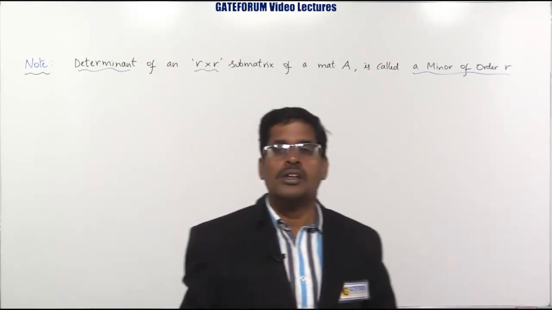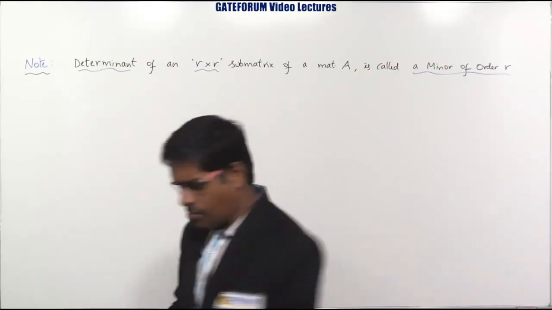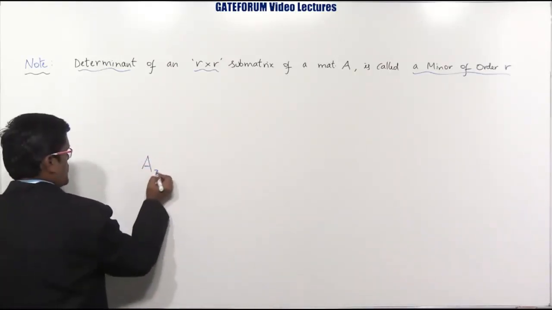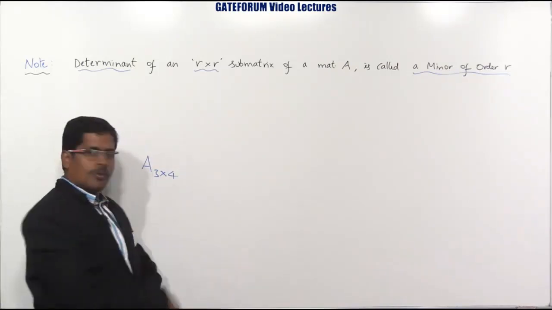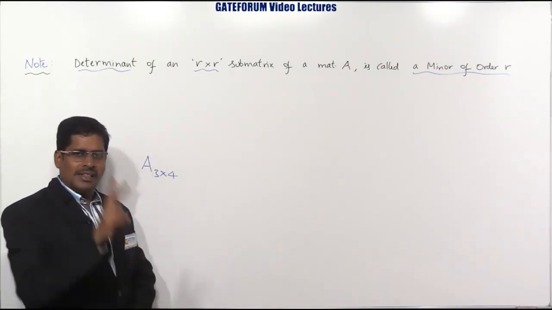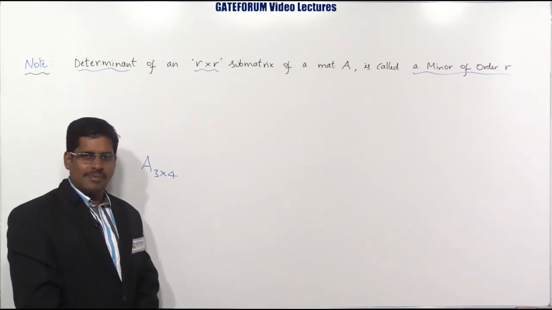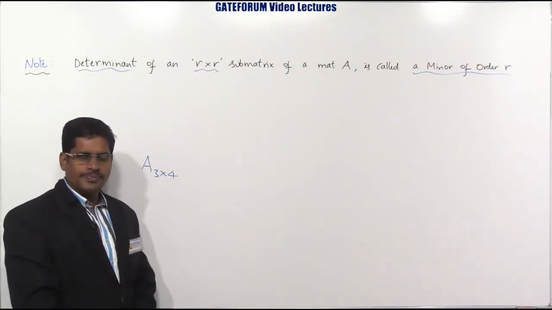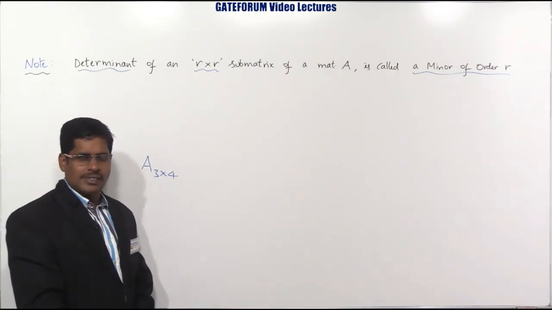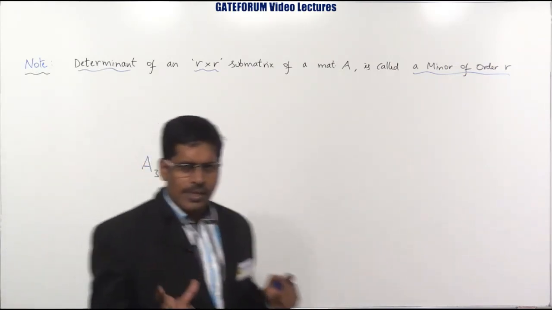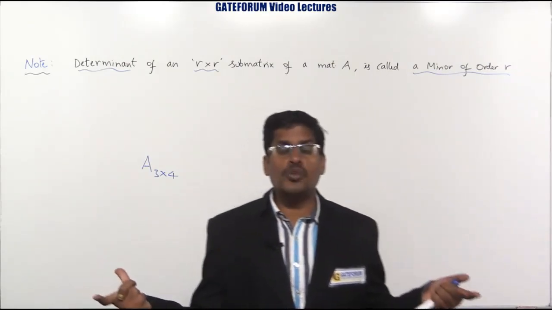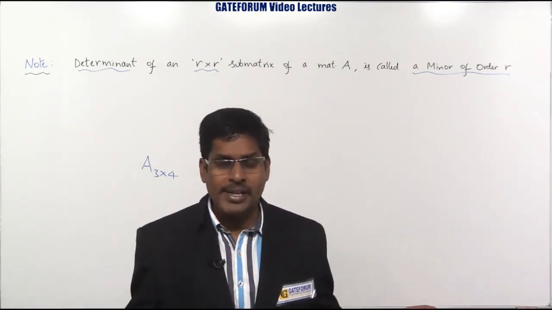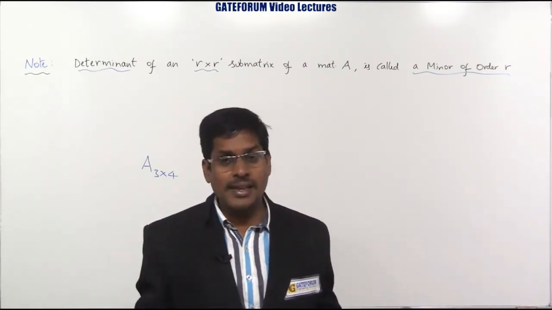Please remember, for example, A is a 3 cross 4 matrix. How many types of submatrices? In a 3 cross 4 matrix, which is a rectangular matrix, there are 1 cross 1 submatrices, deleting 2 rows and 3 columns. There are 2 cross 2 submatrices. There are 3 cross 3 submatrices. The determinant of a 1 cross 1 submatrix is called a minor of order 1, and the determinant of a 2 cross 2 submatrix is called a minor of order 2 for the given matrix A.